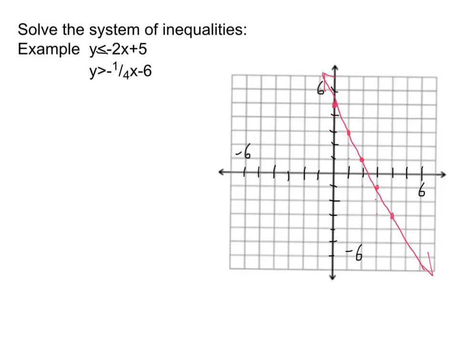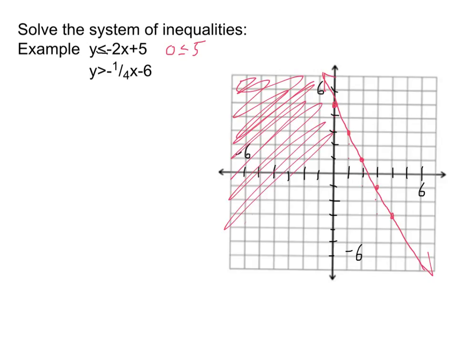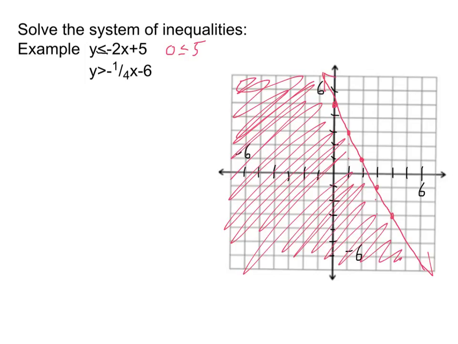Now I need to figure out which way to shade this. So again, plugging in 0, 0 is the easiest way. If I plug in 0, it goes to 0 is less than or equal to 5. Is 0 less than or equal to 5? Why, yes, it certainly is. So I would shade everything towards the point 0, 0, since that worked. So that's that part's feasible region.